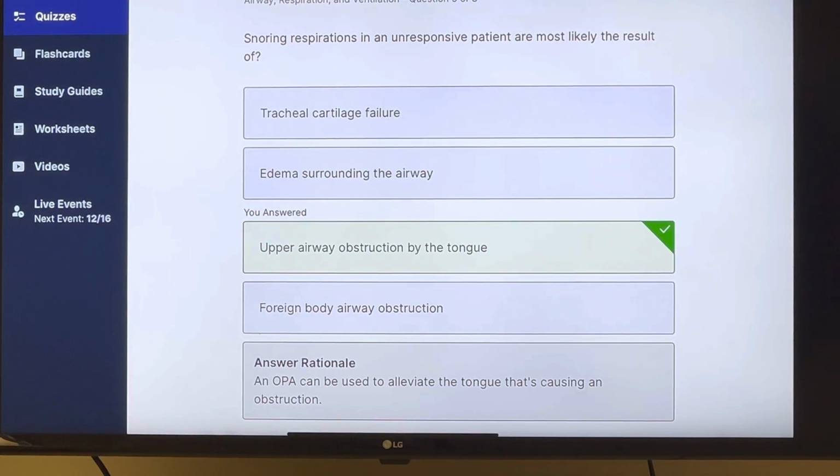Snoring respirations in an unresponsive patient are always the result of the tongue. I think about that for a second. Once you open the airway, you insert an adjunct to keep the tongue off the airway.